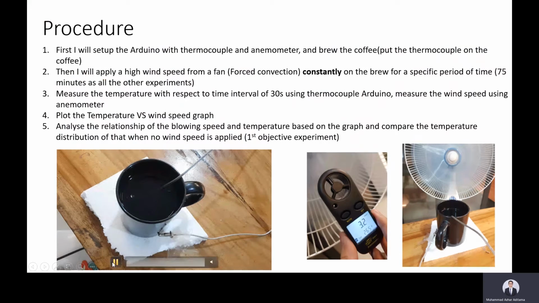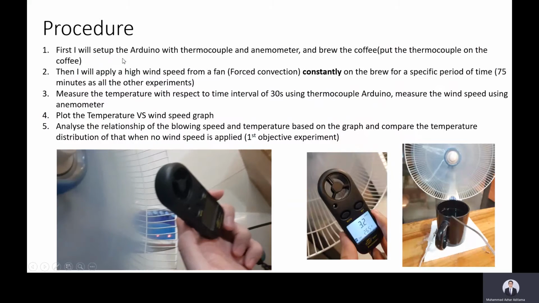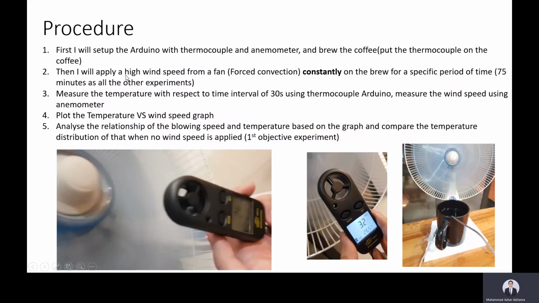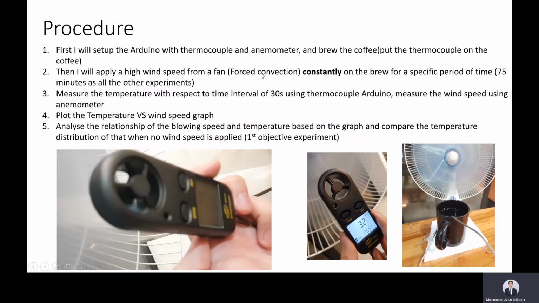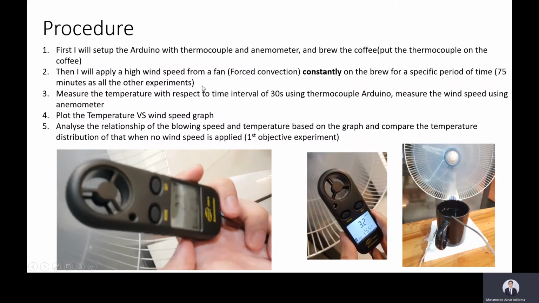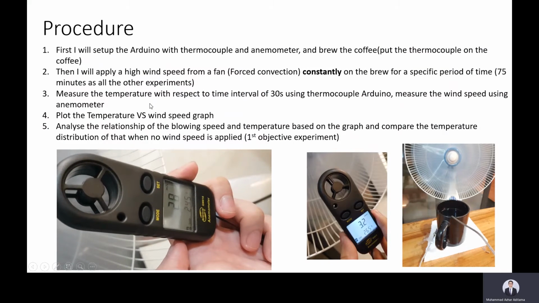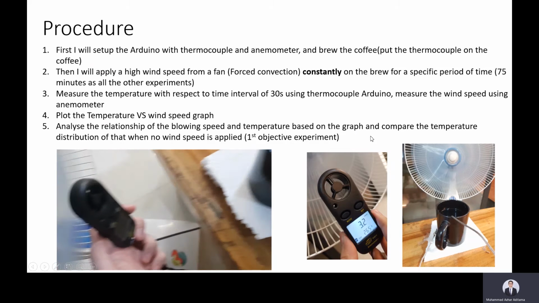This is the procedure of the experiment. I will set up the Arduino as usual. Then I will apply a high wind speed from a fan, or forced convection, constantly on a brew for 75 minutes. I will measure the temperature with respect to time at intervals of 30 seconds with a thermocouple, and I will measure the wind speed using an anemometer. I will plot the temperature versus time graph, and I will compare the results obtained with those of no wind speed applied, which were obtained from the first objective experiment.